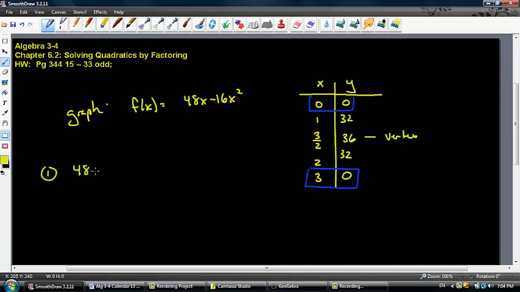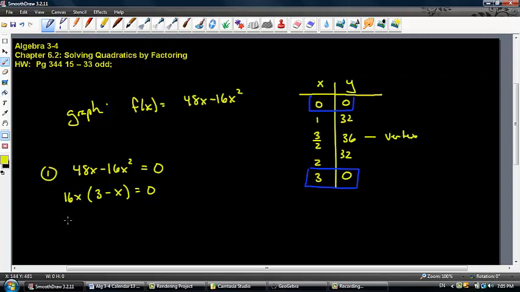If I say 48x minus 16x squared, I'm going to set that equal to 0. What I'm doing is saying, where is this function at ground level? And that's all I'm asking. After setting it equal to 0, I'm going to factor out a 16x. And what I get is 3 minus x on the inside equals 0. Remember, if I distribute the 16, I get 48x. If I distribute the 16x, I get negative 16x squared.